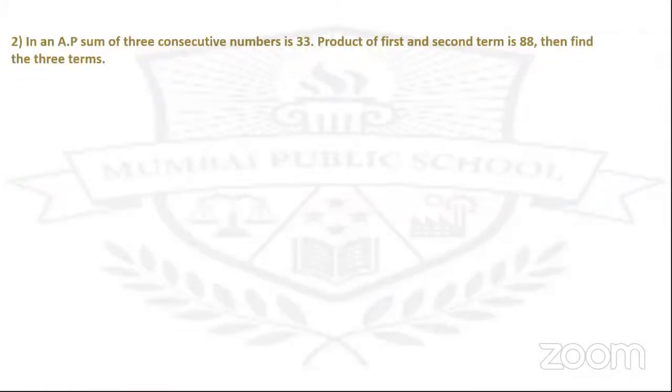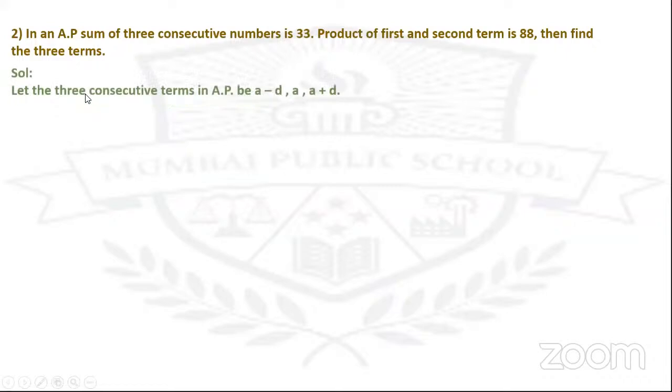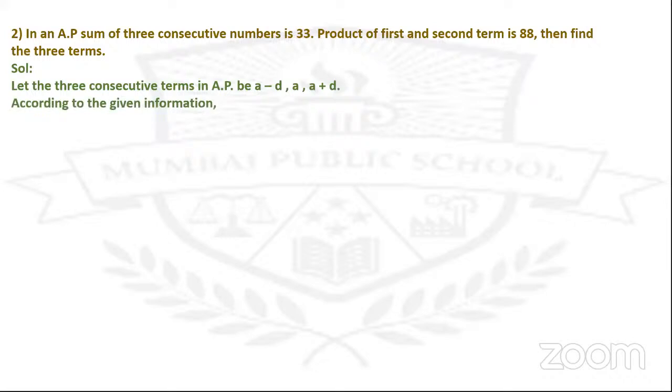Next. If the sum of the three consecutive numbers is 33, product of first and the second term is 88. Find the three terms. Again, the same thing. Check. Consecutive terms a minus d, a and a plus d. Taken information. Sum of the three. मतलब तीनों को add करो. A minus d plus a plus d is 33. 3a equals to 33. So a equals to 33 upon 3. So value of a is equals to 11.